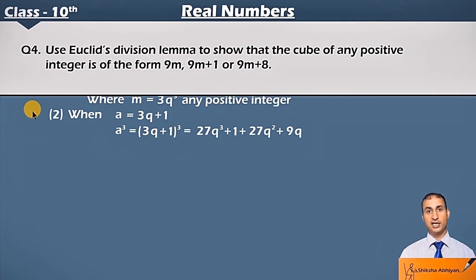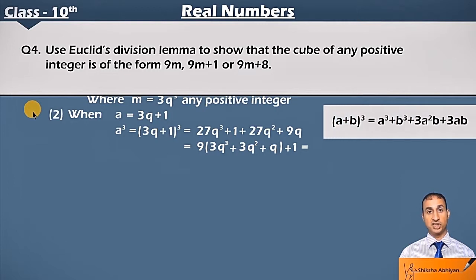If you take 9 common from these, what will remain, student? 9 bracket 3q cube plus 3q square plus q, and plus 1 was remaining, which I have written here. Now this can be written as 9m plus 1, where m is equal to 3q square plus 3q cube plus 3q square plus q, or any positive integer.